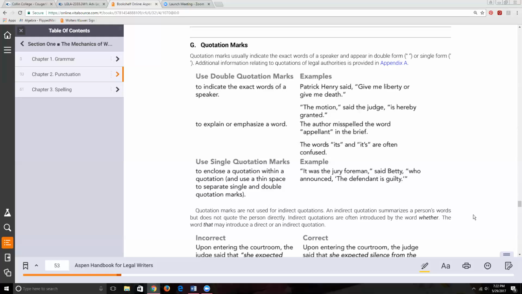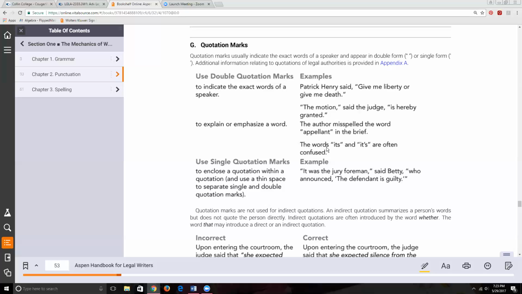So when we use the quotation marks, we're using the exact words of the speaker or the writer. We also use it to emphasize a particular word. And oftentimes it's when we use the word not with its ordinary meaning, but for some other purpose. So we can see here in this sentence, the author misspelled the word "appellate" in the brief. Putting in quotation marks makes it easier for the reader to understand what is being said. That we don't mean appellant, we don't mean the word, we don't mean the idea behind the word, we mean literally this combination of letters on a piece of paper.